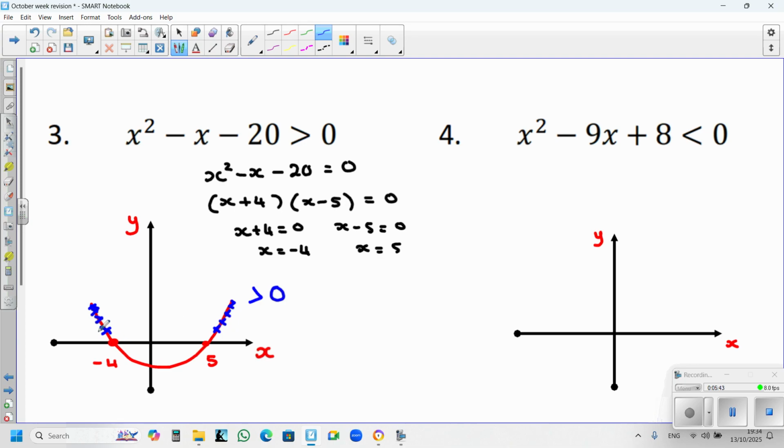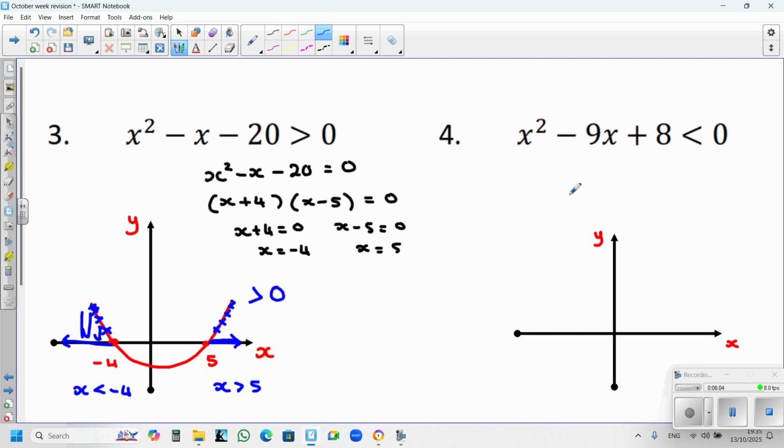So how do I describe all the x numbers for all of those points? And remember that goes on and on. So that's all the x numbers that go in that direction. So x has got to be less than negative 4. And these ones would be all the x numbers that go along there. So that's going to be x is greater than 5.